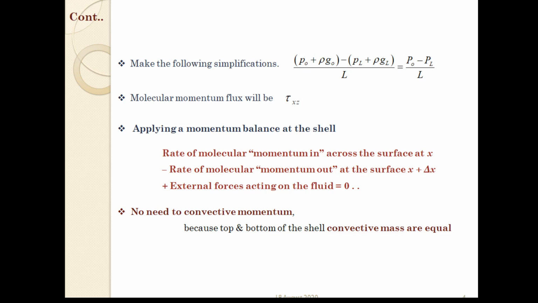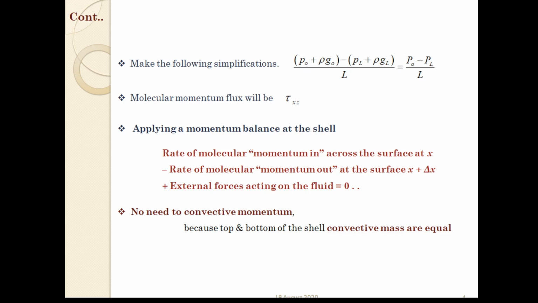Now we are considering only the molecular momentum, not the convective momentum. Why are we not considering the convective momentum? Because the convective mass at the top and bottom of the shell is equal. As the fluid is flowing from top to bottom, the velocity is in the z direction and is a function of x, not y. So if we write the convective momentum equation, the top and bottom of that shell have equal convective mass as the velocity is equal, so the convective momentum term is the same for top and bottom and they cancel each other. So only the conductive or molecular momentum, or viscous momentum transfer due to viscosity, remains, and the external forces acting on it.